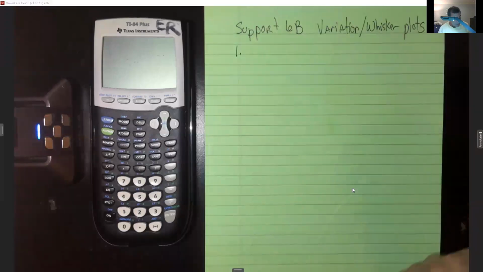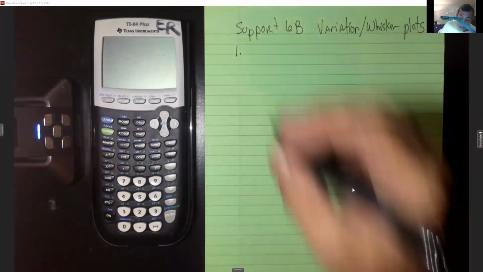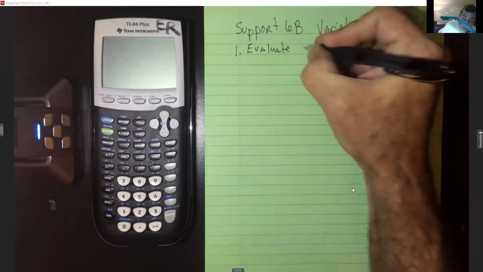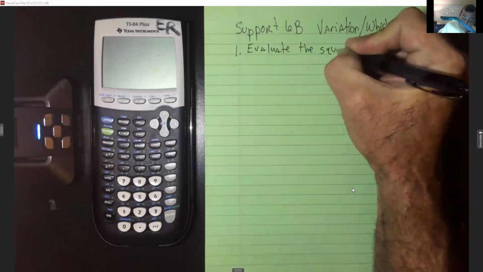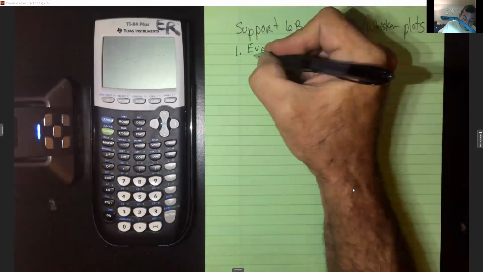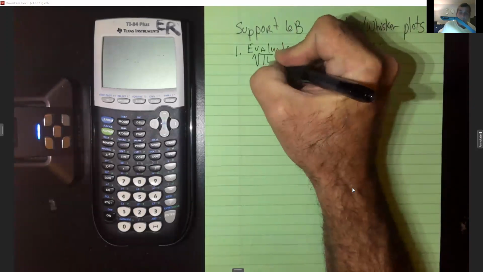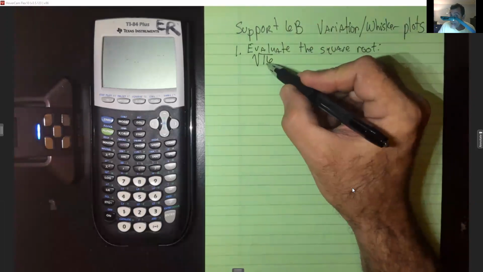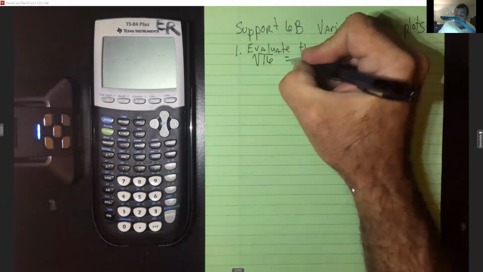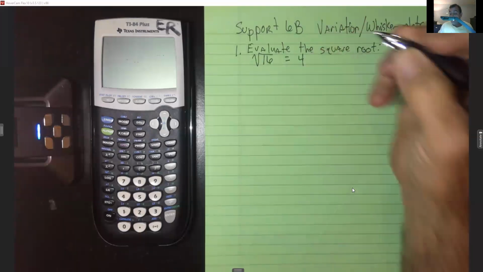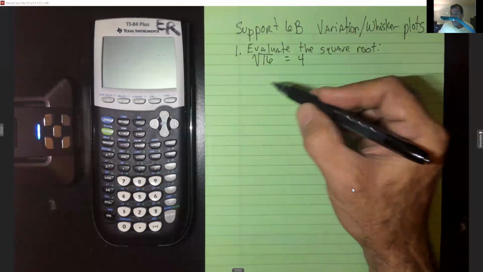Question 1 in here wants me to evaluate the square root. And they're giving me a square root of 16. So remember, the square root finds what number times itself equals 16. So the number that you multiply times itself to equal 16 would be 4. So the square root of 16 would be 4.